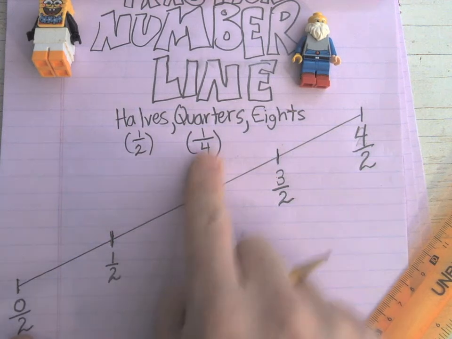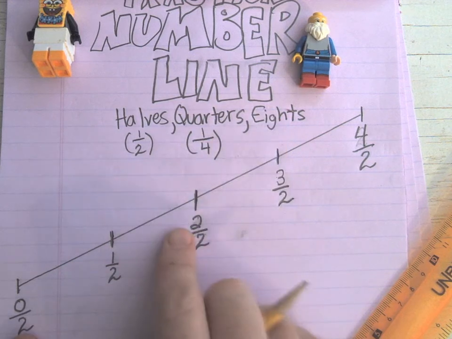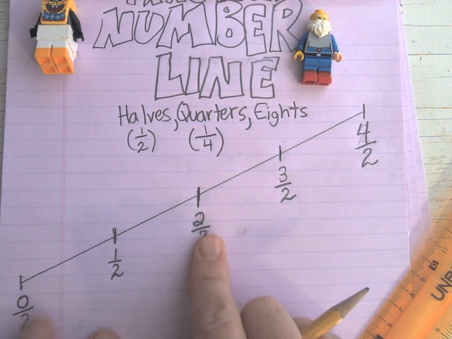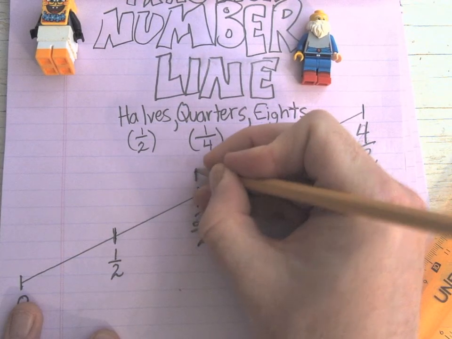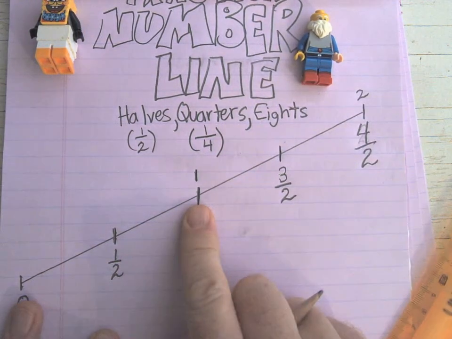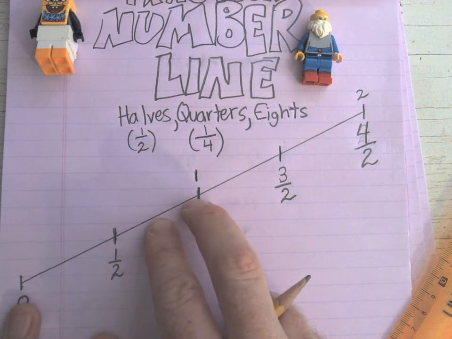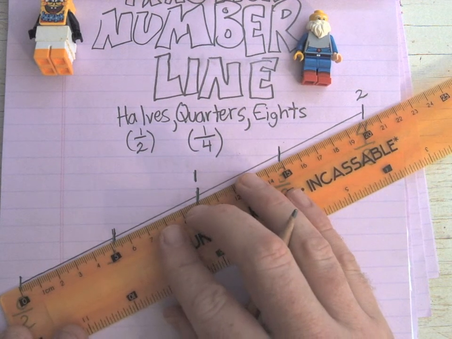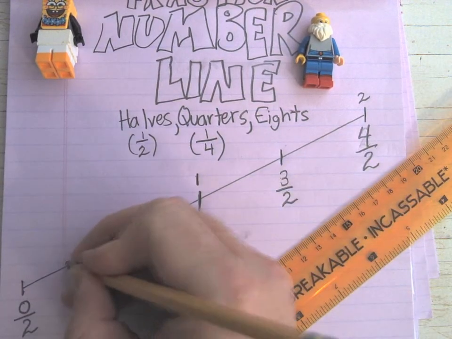So now a quarter. How do I know where to put a quarter? Well, a quarter means that there would be 4 quarters in one whole. So if this is one whole here, I'm going to put the number 1 up here. If that's 1, and this is 2 up here, I know that there needs to be 4 equal segments to get to here. So I'm actually now going to split up my halves in half. You're going to take the halves and split them in half.